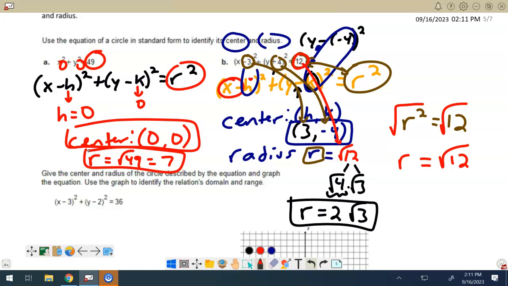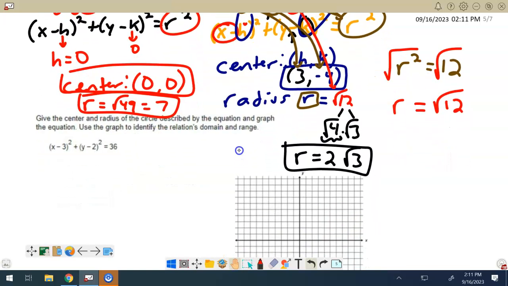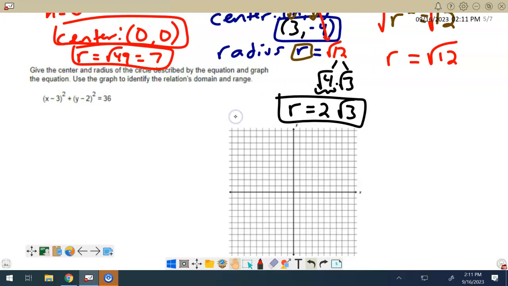Now I do want to go back and do those previous examples I skipped, but we might as well do this example while we're here. So this time we're being asked to do the same thing we were just doing, find the center and the radius, but then also use that information to graph the circle. So we'll do that as well.